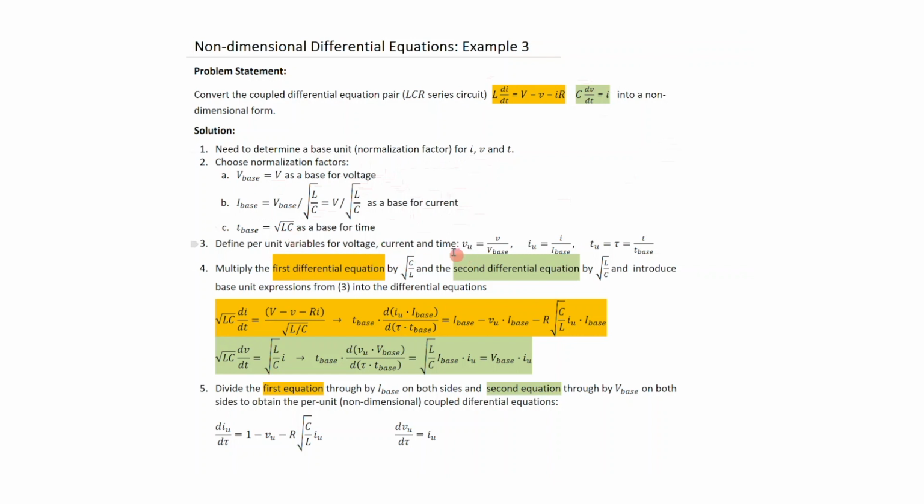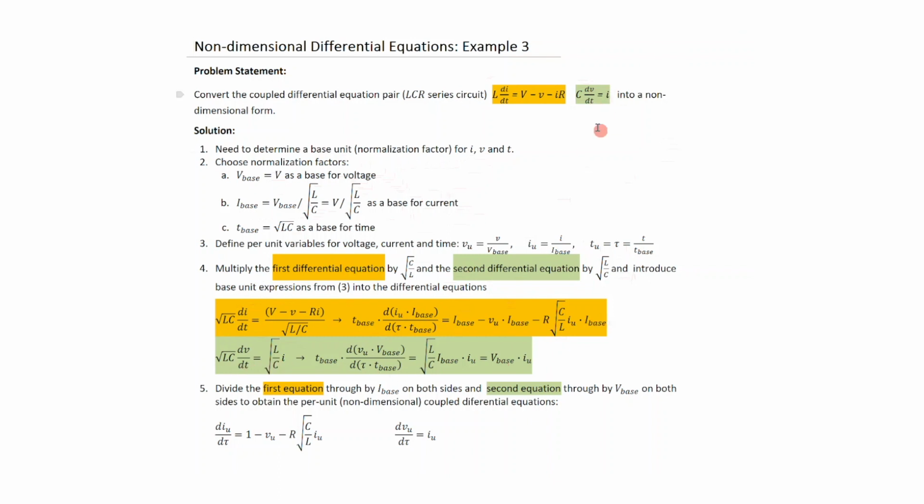All right, so we choose our per unit variables by dividing through by the bases as we've done before. And now what we do is multiply the first differential equation by root C over L and the second differential equation by root L over C, and introduce base unit expressions from here into the differential equations. So for the first differential equation, we'll end up with this. And now after making substitutions for the base quantities, we end up with this expression here.